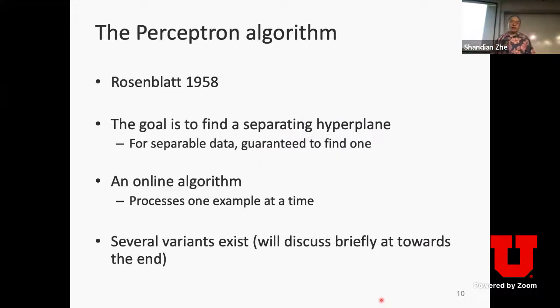Some history of the perceptron algorithm. It was first proposed by Rosenblatt in 1958, and the goal is just to find a separating hyperplane. Given two sets of data points, one positive, one negative, can you find a hyperplane to well separate positive and negative examples? The algorithm itself is an online algorithm, meaning that it sequentially goes through every example in the training set and makes an update if necessary. And later there are a variety of variants.